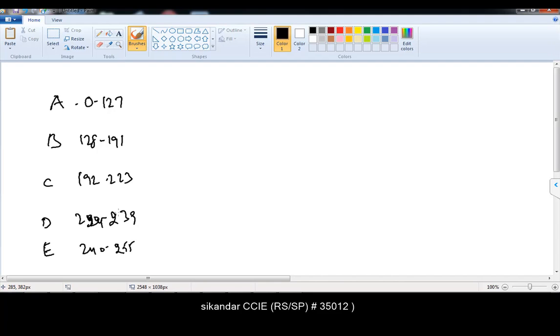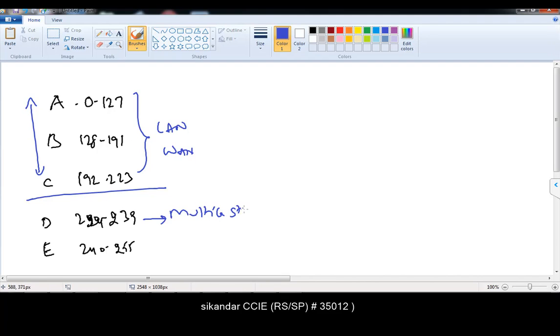belongs to class E. In these five classes, the first three classes we use for LAN and WAN, which means in practice we use only three classes: class A, class B and class C. Class D is reserved for multicasting, so for generating multicast traffic, and class E is reserved for research and development. Generally people even call it future use. So for research and testing purposes, they reserve class E.